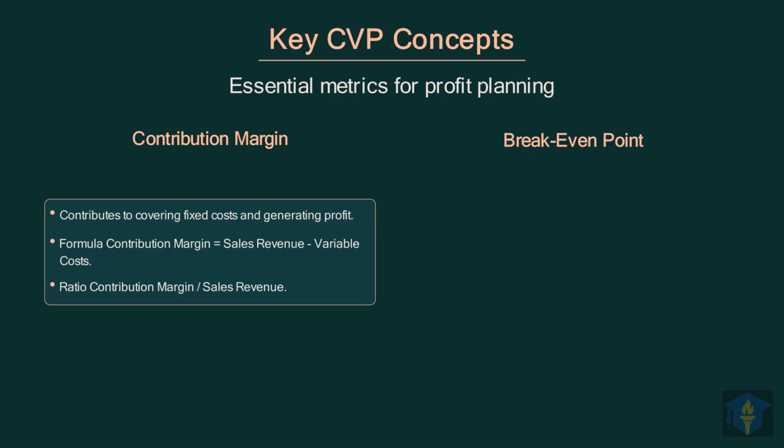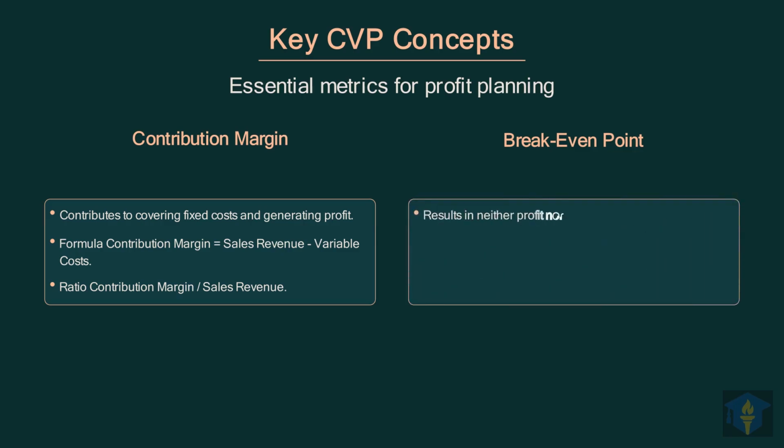Next, the break-even point is the level of sales where your total revenues exactly equal your total costs. At this crucial point, the business achieves neither a profit nor incurs any loss. To calculate the break-even point in units, divide fixed costs by the contribution margin per unit.